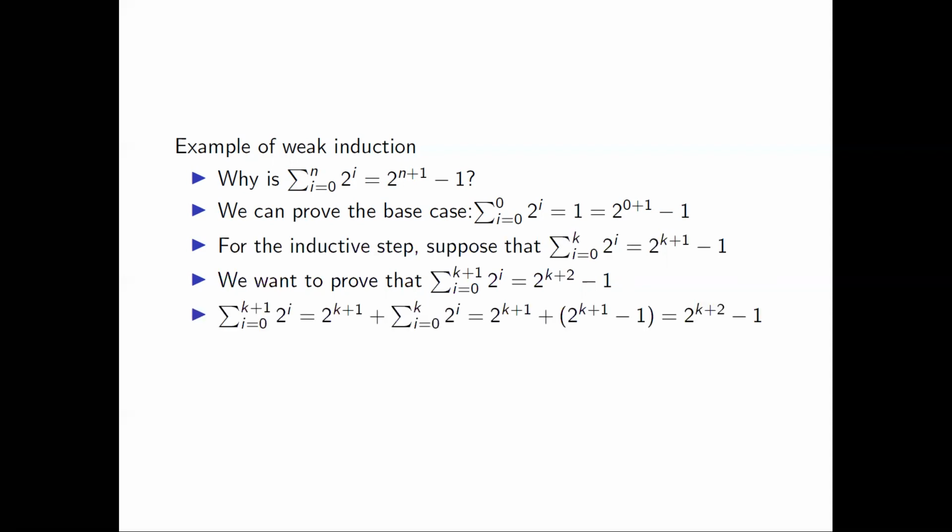So we'll start with that sum on the left, the sum from i equals 0 to k plus 1 of 2 to the i. We'll do something kind of similar to what we did in the last problem. We'll pull out the k plus 1 term, in other words, the 2 to the k plus 1. And then we get that plus the sum from i equals 0 to k of 2 to the i. We can use our inductive hypothesis here. We get 2 to the k plus 1 plus the quantity 2 to the k plus 1 minus 1. And we can simplify this to 2 to the k plus 2 minus 1. So that completes our weak induction proof.